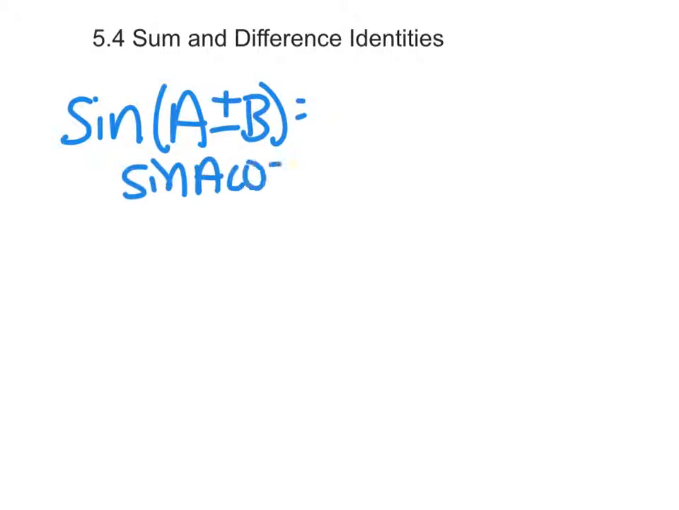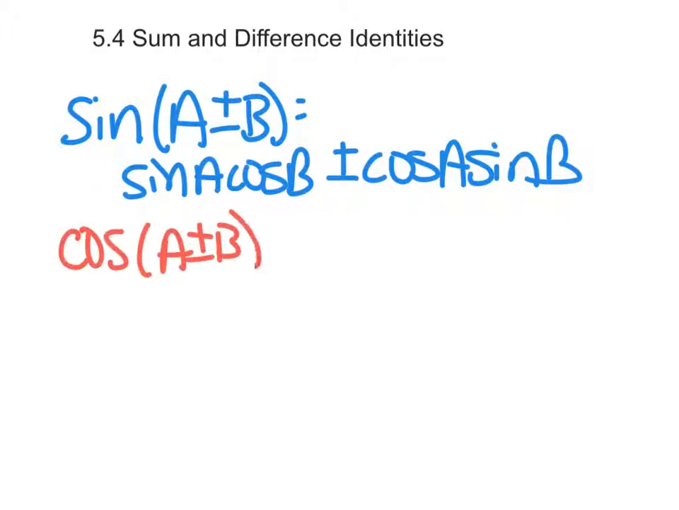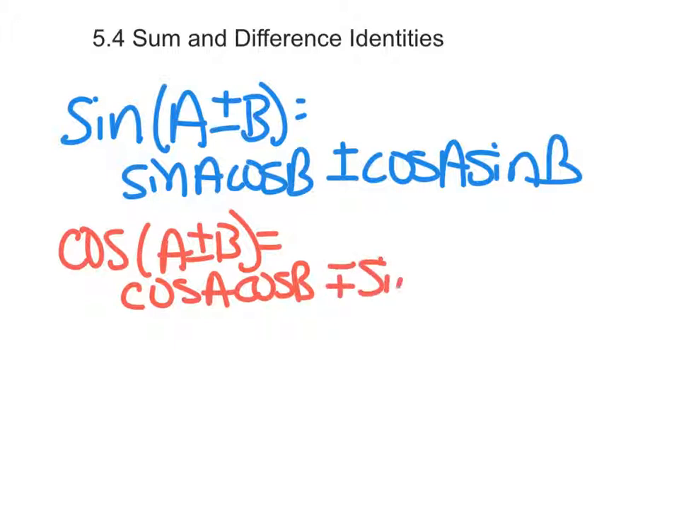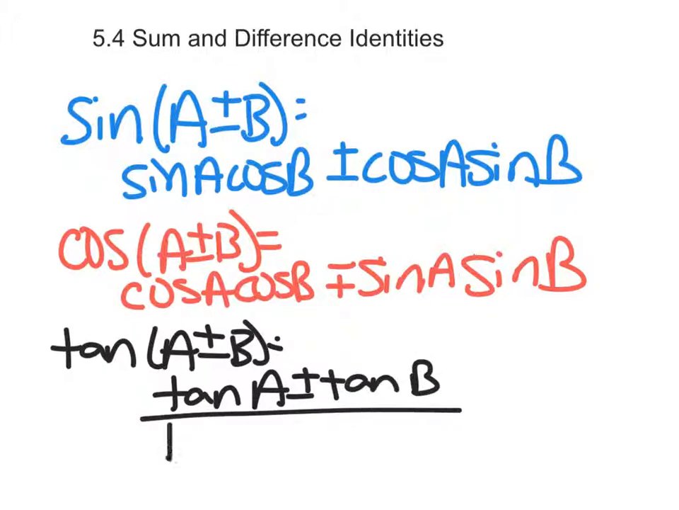So sine, cosine, plus minus cosine, sine. So then cosine. And when I do this minus plus, that's not a mistake. Over 1.